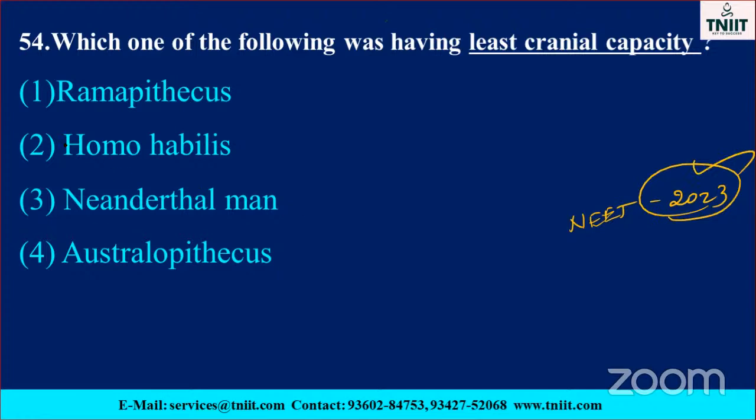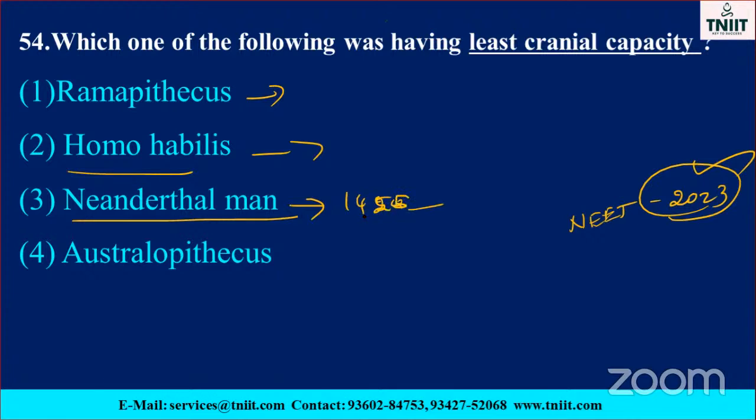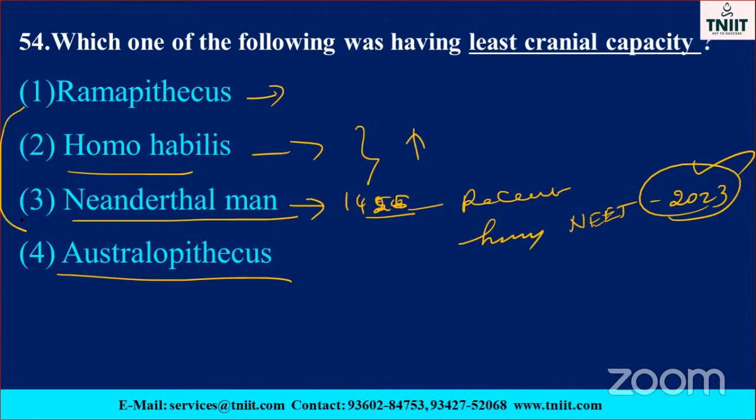2023. Okay, my dear. See the Ramapithecus, what will be the capacity? Homo habilis, what will be the capacity? Neanderthal man, see here, 1452, so much, 250, like that. Okay, 25, like that. So it is also similar to that of the recent human being. Australopithecus. Here the confusion is where, you know, these two are normally high compared to this one. 1 and 4 only the complication.